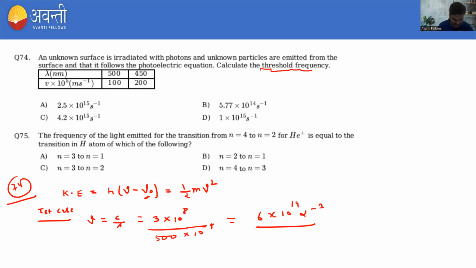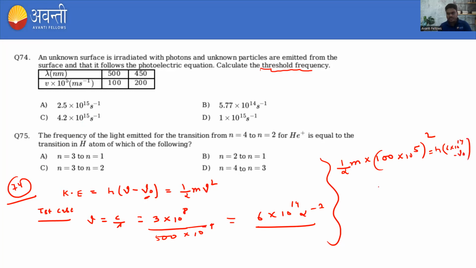Similarly, from the second experiment, we'll get the value. When you put the values in this equation, what will you get? Kinetic energy is half mv square, so this is half, this is m, and v is given as 1000 into 10 raised to the power 5, squared. This is equal to h times (mu minus mu naught). Mu we already calculated, which comes out to be 6 into 10 raised to the power 14 minus mu naught. So this mu naught we need to calculate.